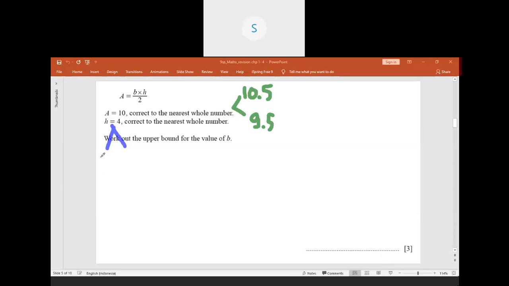Okay. Is there anyone who gets confused finding the upper bound and lower bound of the number given? Feel free to ask. Don't stay quiet, please. If you have any difficulties, okay. Now we are going to find the upper bound of b.